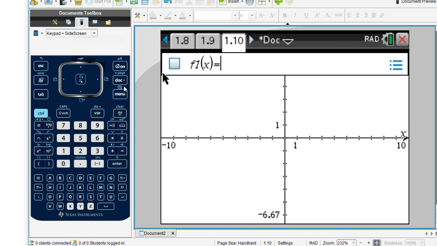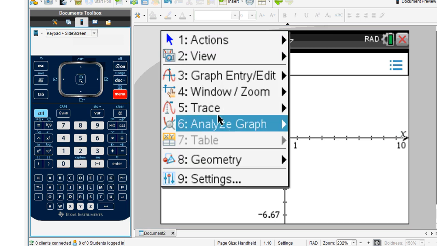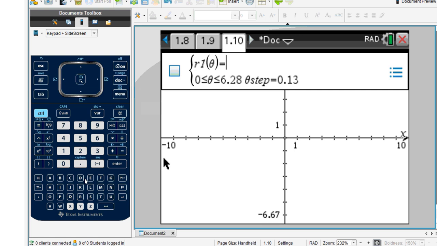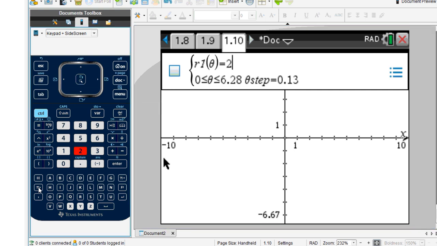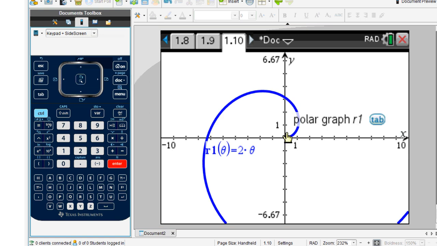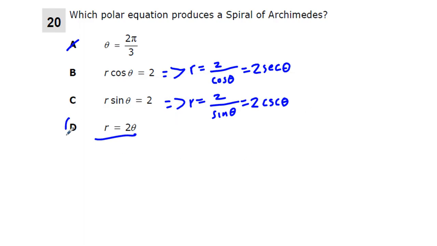R, and then we go to menu. We go to graph entry, edit, polar. So we'll put in 2 theta. We get our theta down here. And there we have it. So that's a spiral of Archimedes. See that spiral? That's a beautiful spiral right there. So D is our correct answer.